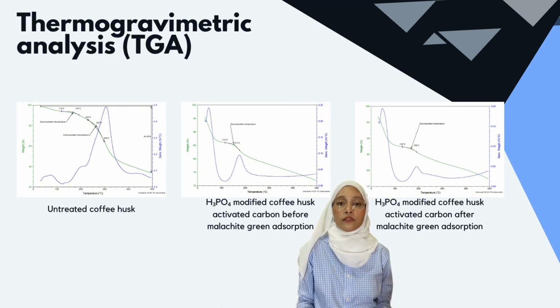The TGA curve after adsorption of malachite green shows a different pattern in weight loss compared to before adsorption. The initial weight loss may show some differences due to the adsorbed malachite green, indicating desorption or decomposition of the dye. The overall thermal stability might differ, reflecting the presence of the adsorbed dye on the activated carbon surface.